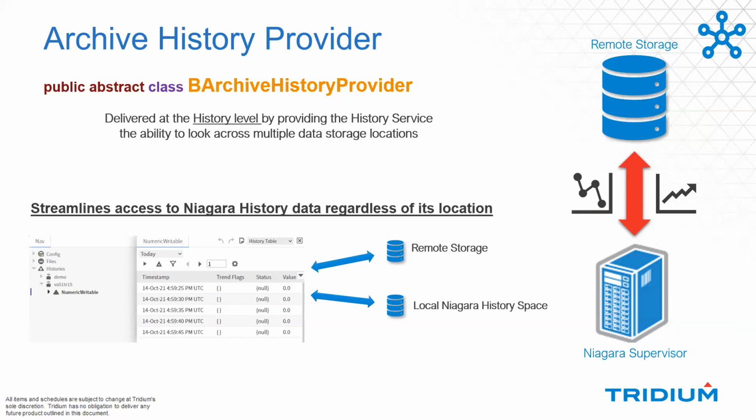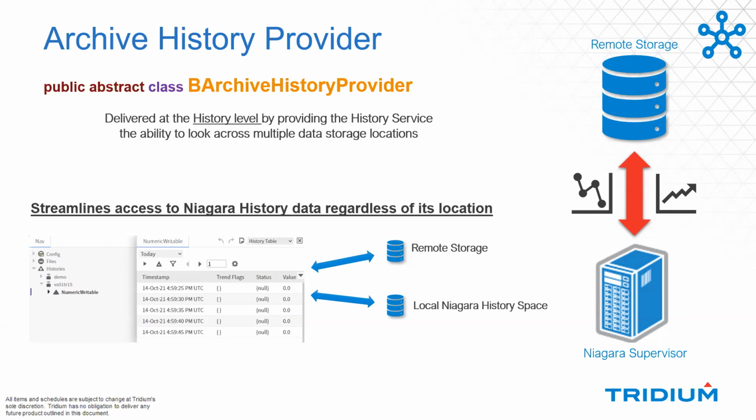BArchiveHistoryProvider is part of the public API and it's an abstract class that we created. And what's happening is, as I explained, when you try to pull up a table in the history space, you're asking the history service to go find the information and return the results. So we've created this class that'll let you implement a component to let the history service know where it can look other than the local Niagara history space.